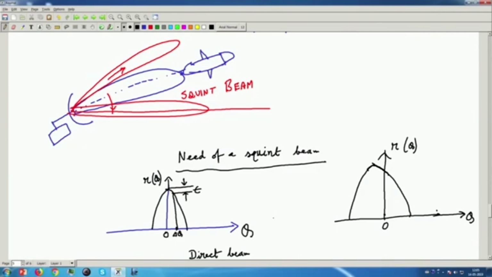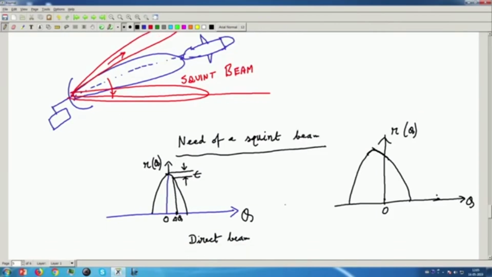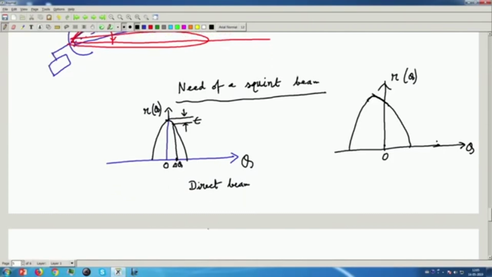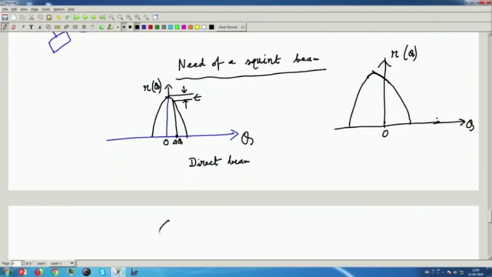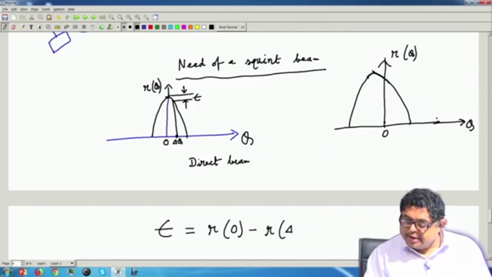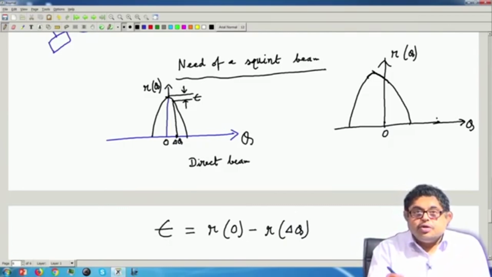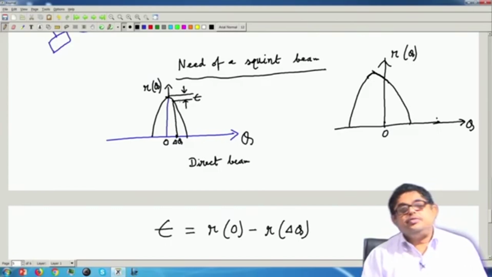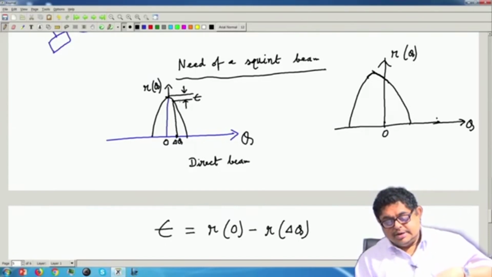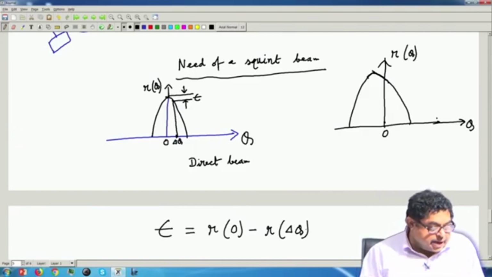Now, a radar could have done that. So I will write that this error signal epsilon will be R of 0 minus R of delta theta, where this is an amplitude error. So the target, instead of being on the axis, is at an offset delta theta. So I know this will be the error.